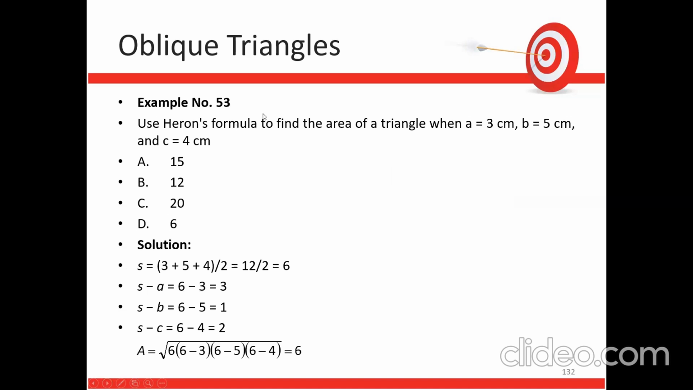So example number 53. Use Heron's formula to find the area of triangle when A is 3 centimeters, B is 5 centimeters, and C is 4 centimeters. Solution. S is 3 plus 5 plus 4 over 2, is 12 over 2, 6. S minus A is 6 minus 3 is 3. S minus B is 6 minus 5 is 1. S minus C is 6 minus 4 is 2. So A is equal to the square root of 6 times 6 minus 3, 6 minus 5, times 6 minus 4, the square root is 6. So yan yung area.